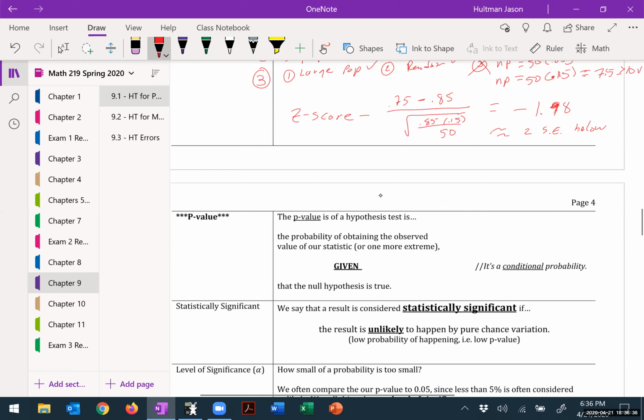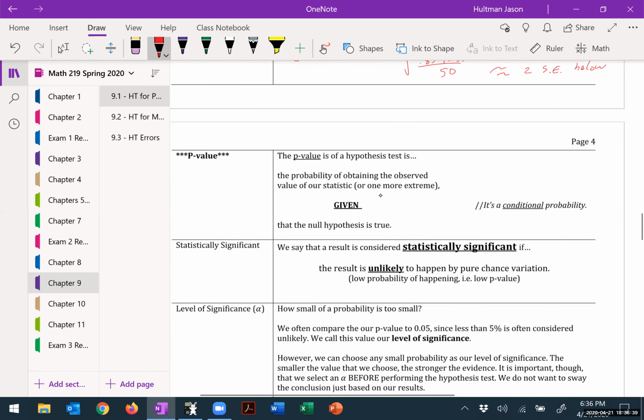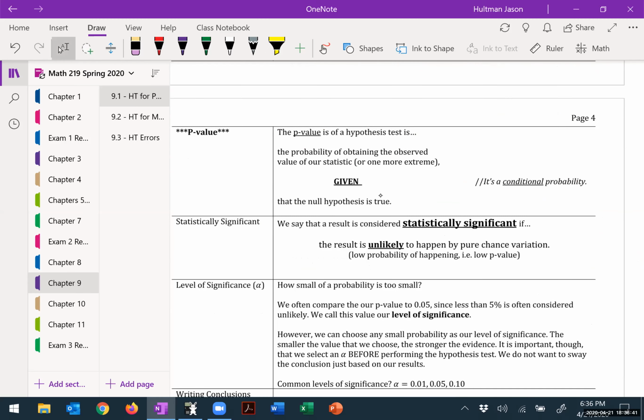Okay, let's talk about the p-value. The p-value of a hypothesis test is the probability of obtaining the observed value of our given statistic. P-value is the probability.